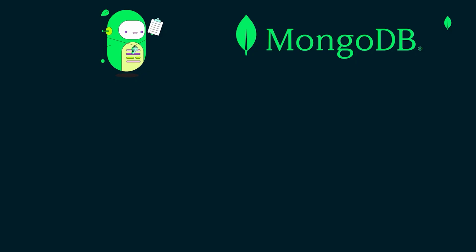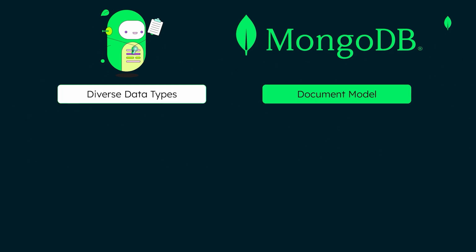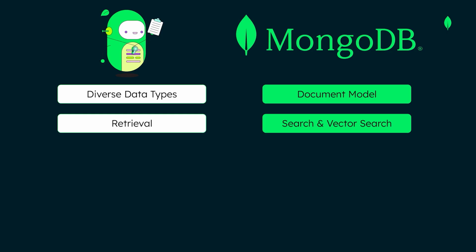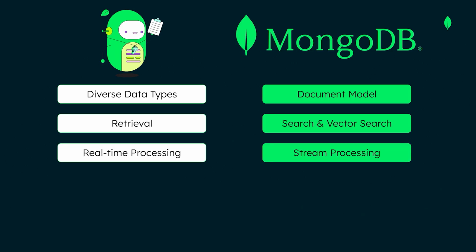MongoDB supports a unified AI and data strategy because our document model handles all data types in one place. Our integrated search, vector search, and Voyage AI models enable intelligent retrieval, and change streams support real-time data processing. Together, these capabilities eliminate integration overhead and let your team focus on building intelligent features instead of managing infrastructure complexity.